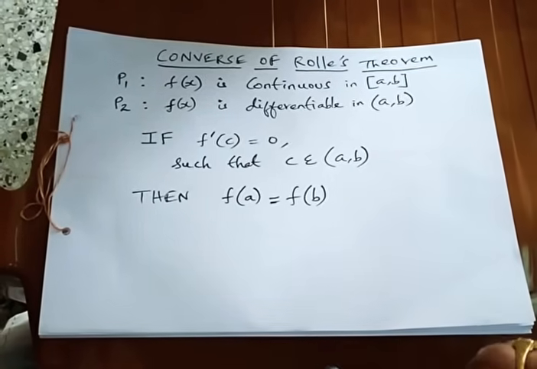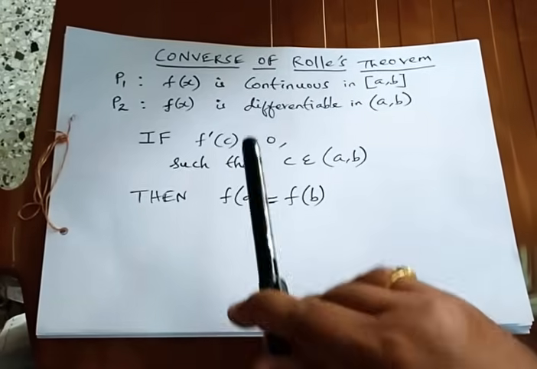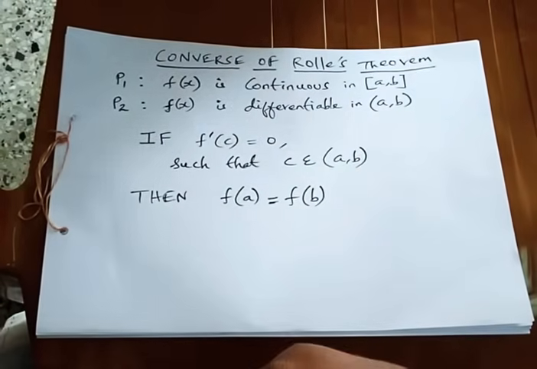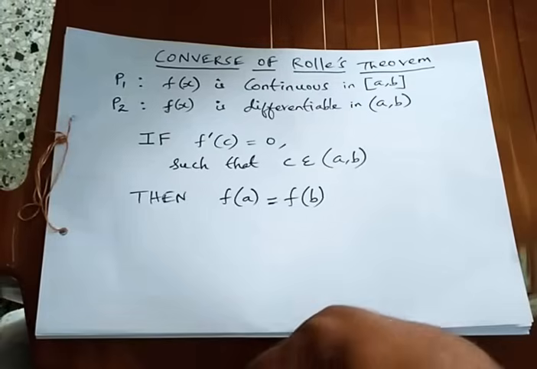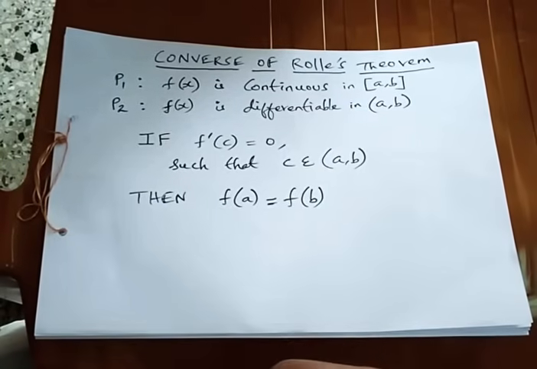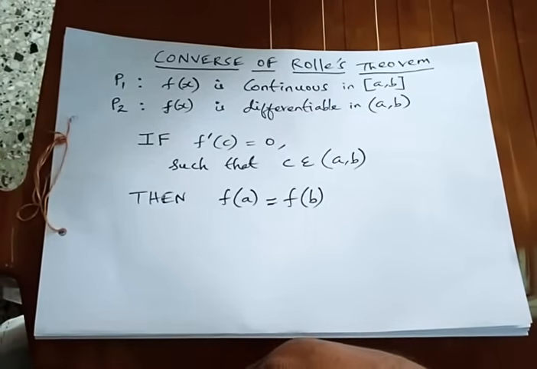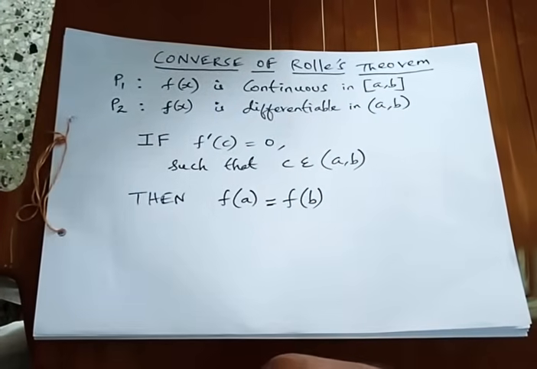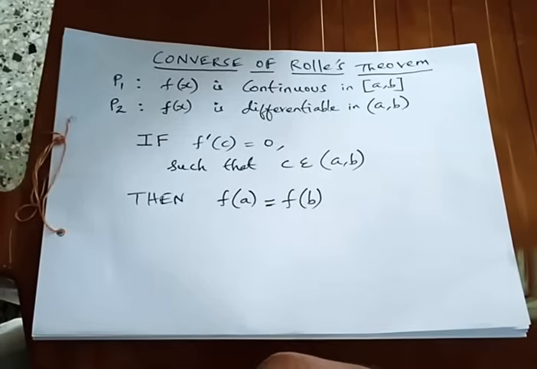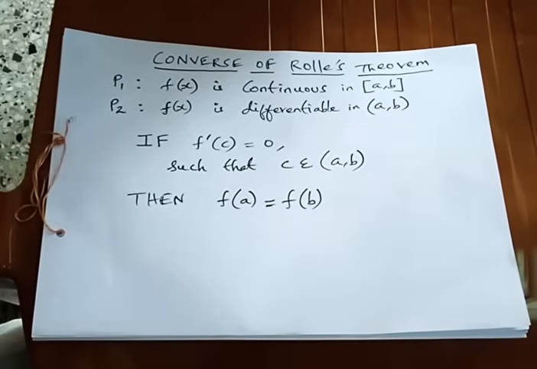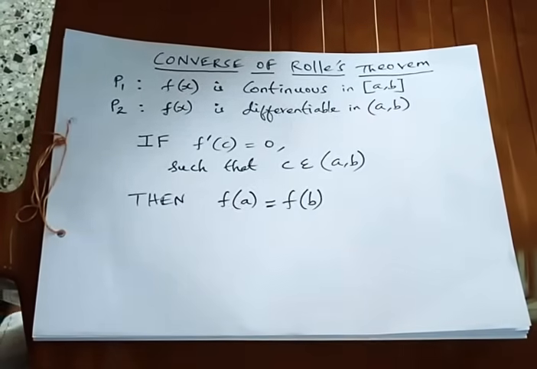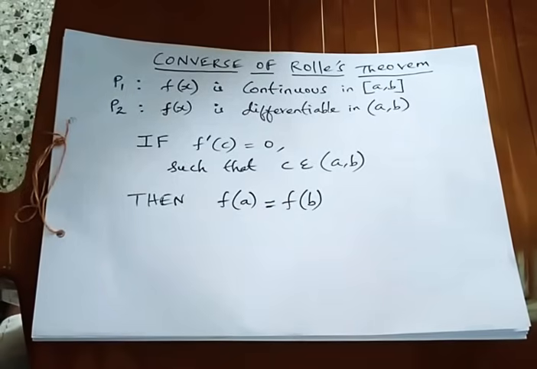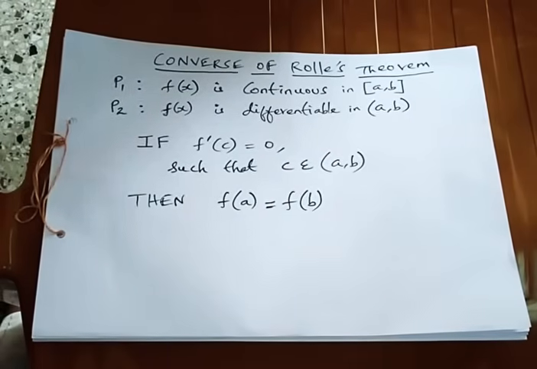Today we are going to see the converse of Rolle's theorem. So what is the converse of Rolle's theorem? Before that, what is Rolle's theorem? Rolle's theorem states that if a function f of x is continuous, f of x is differentiable and f of a is equal to f of b, then there exists a point c belongs to (a, b) such that f dash of c is equal to 0.